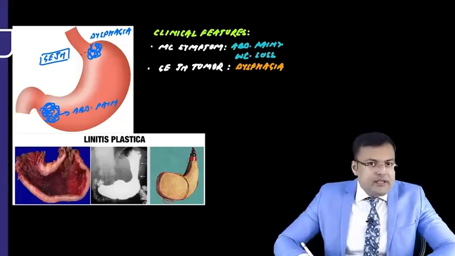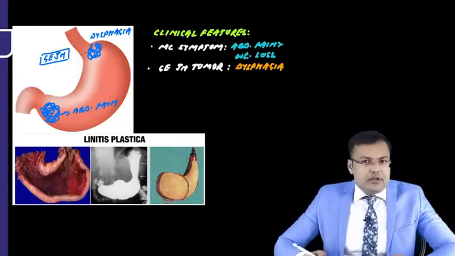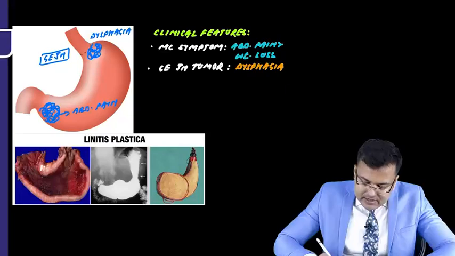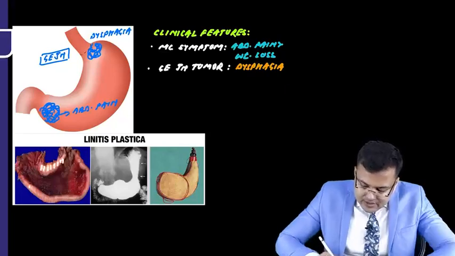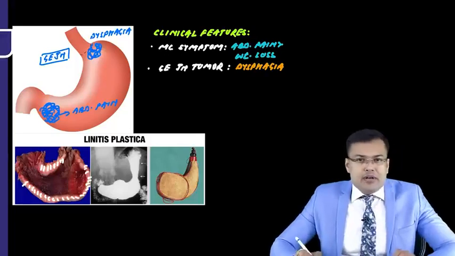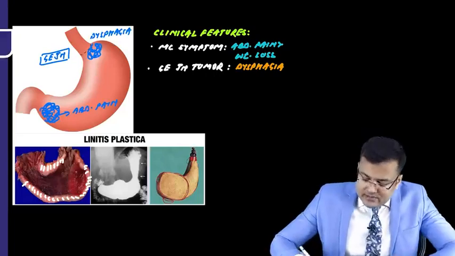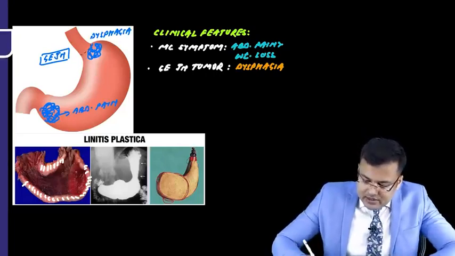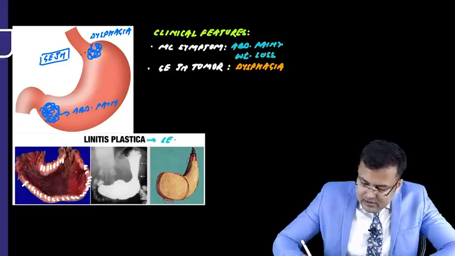There is another tumor you can see. This is Linitis plastica, also known as leather bottle stomach. In Linitis plastica, there is extensive fibrosis in the submucosa. Because of this extensive fibrosis in the submucosa, the stomach loses the property of distensibility. So what is the other name? This is also known as leather bottle stomach.